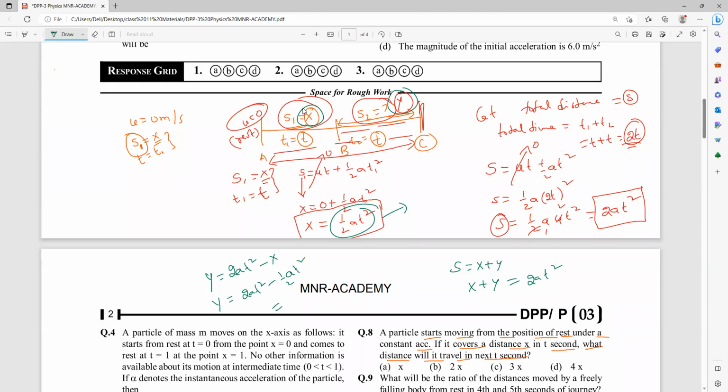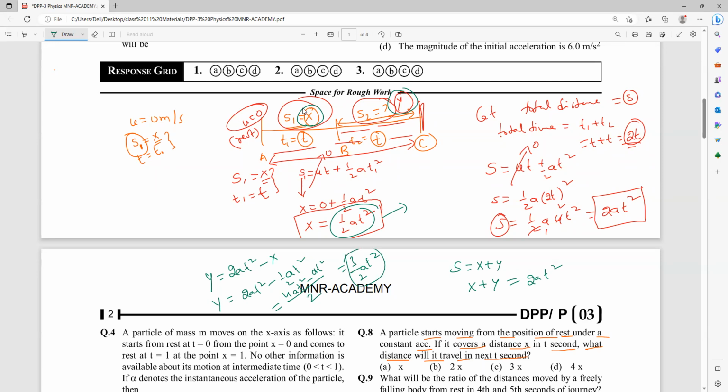So something is common. What is common here? T. Let me take the LCM now. What is the LCM? 2 is the LCM. So here what will come? 4at square minus at square, which is equal to 3 by 2 at square. Is it okay, guys? All of you understood?